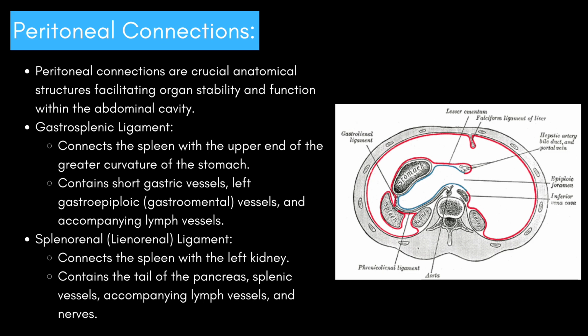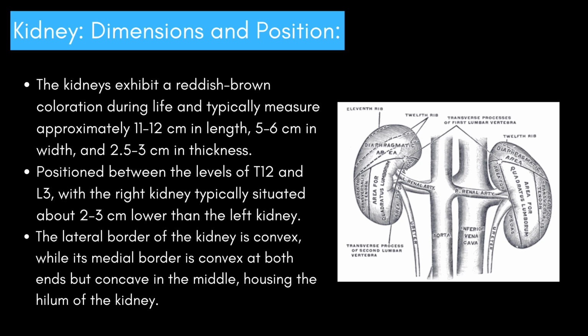Splenorenal ligament, also known as the lienorenal ligament, connects the spleen with the left kidney, contains the tail of the pancreas, splenic vessels, accompanying lymph vessels, and nerves. Next, let's take a look at the kidney dimensions and kidney position.